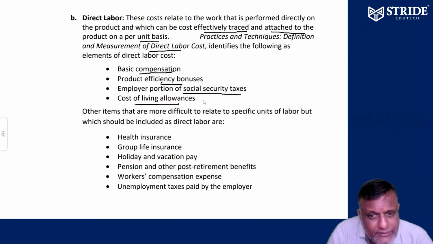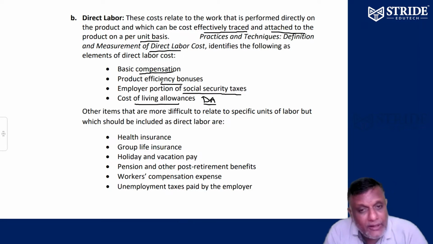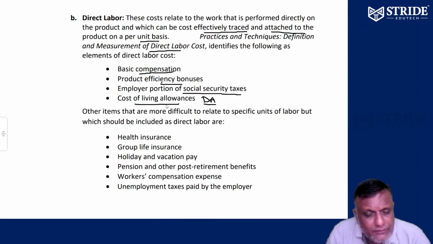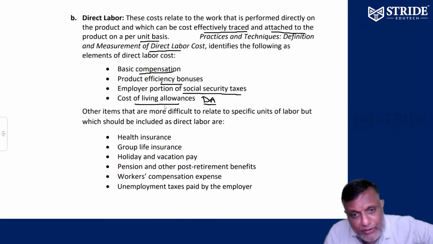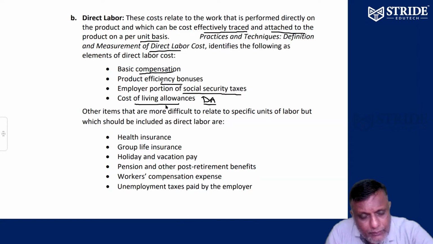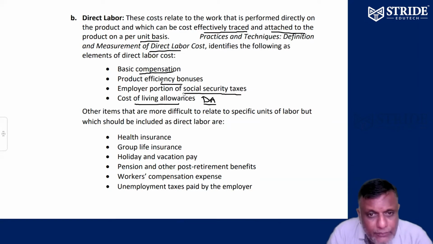Cost of living allowances. We used to call it DA, dearness allowance. Cost of living allowances, so from place to place, DA will be different. In the USA, cost of living will be very high in California and New York City, and very low in Miami or Texas. So DA will differ from place to place. So cost of living allowances are traceable, please add them to the labor cost.